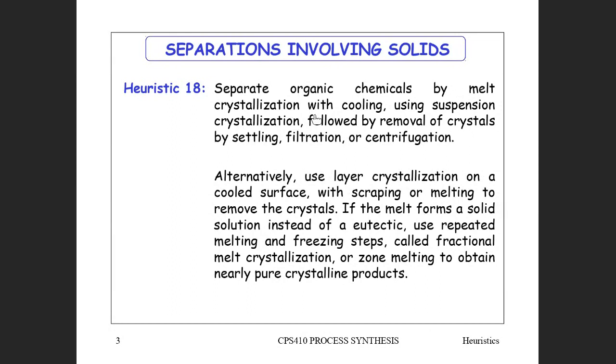Separate organic chemicals by melt crystallization with cooling using suspension crystallization followed by removal of the crystals by filtration or centrifugation. So when you've got organic chemicals and you start cooling them, eventually they'll start freezing. And when they freeze, they tend to make pure crystals of the one type. So that's an easy way.